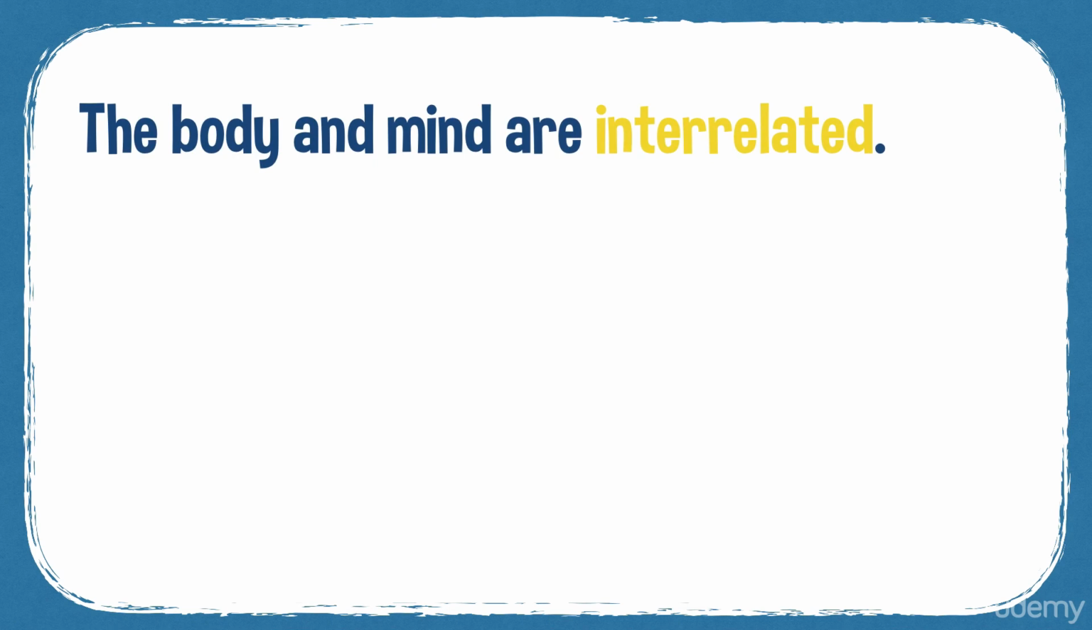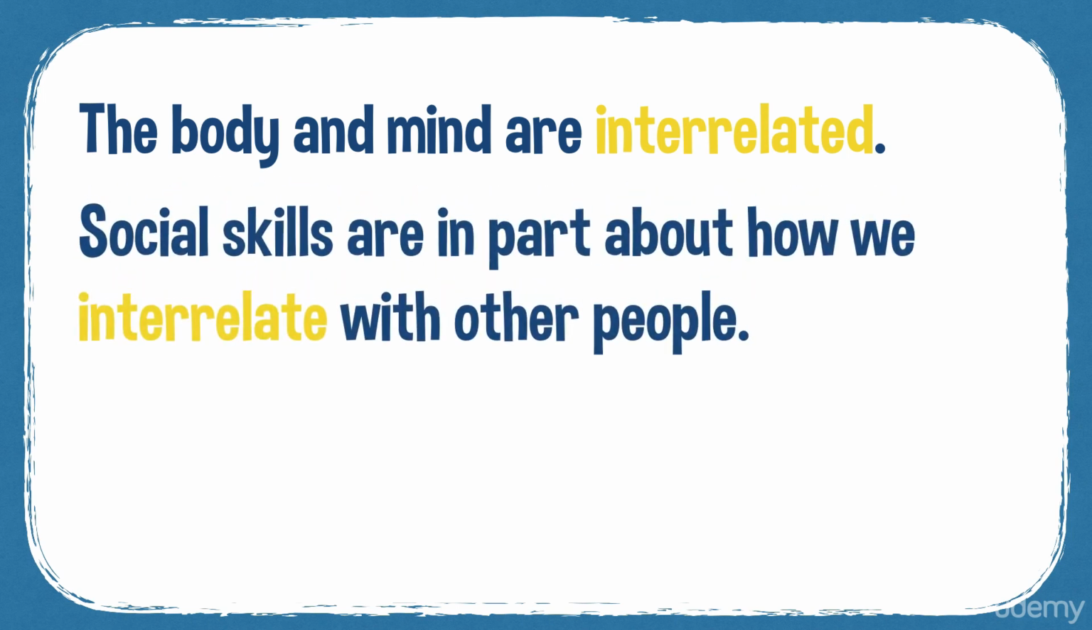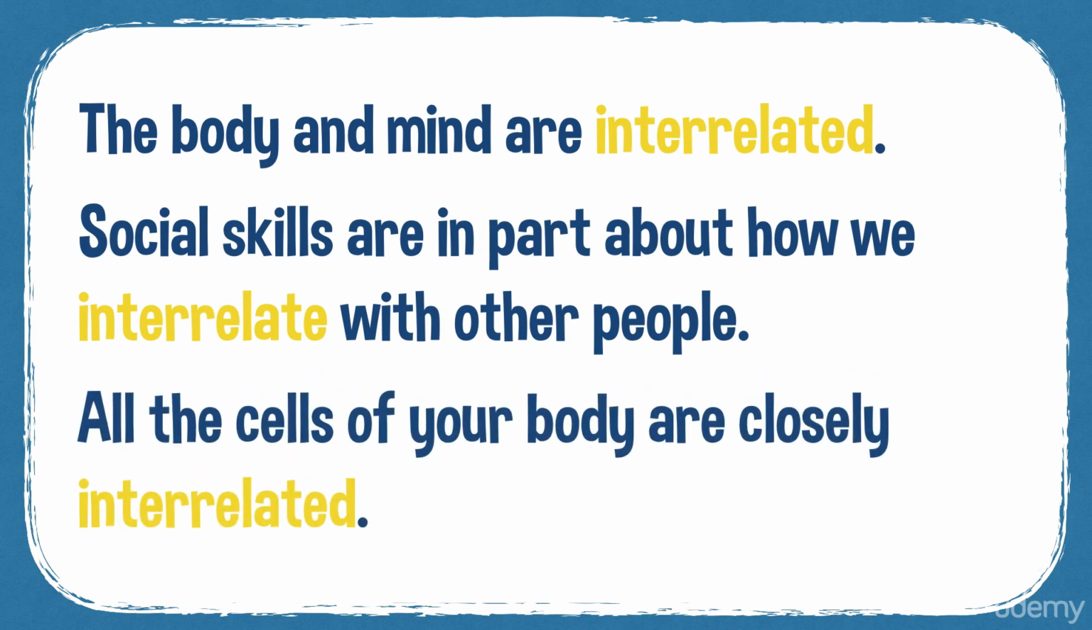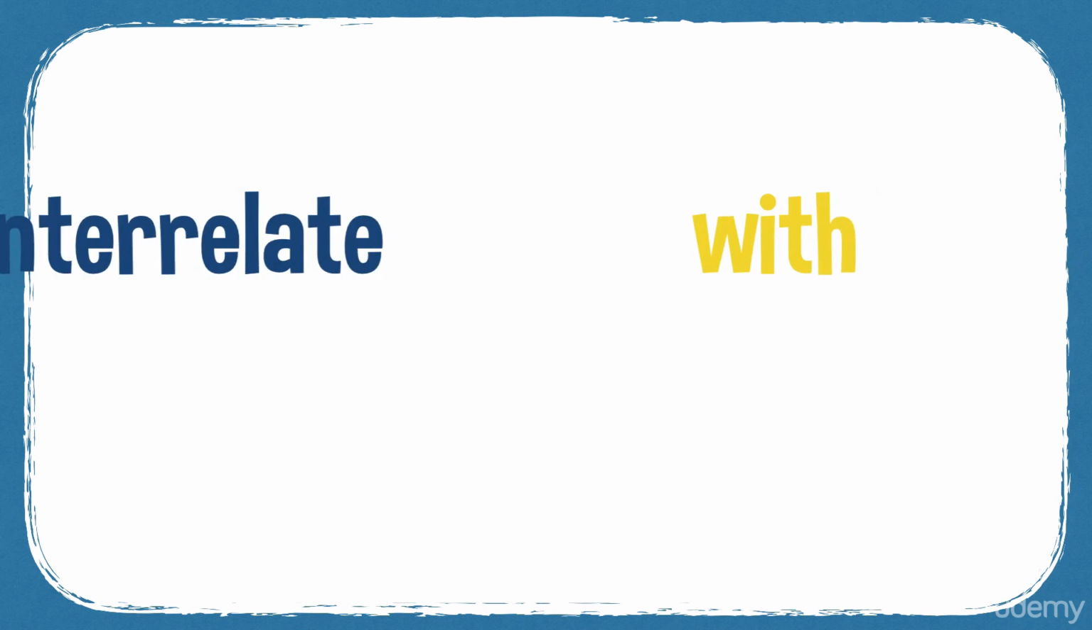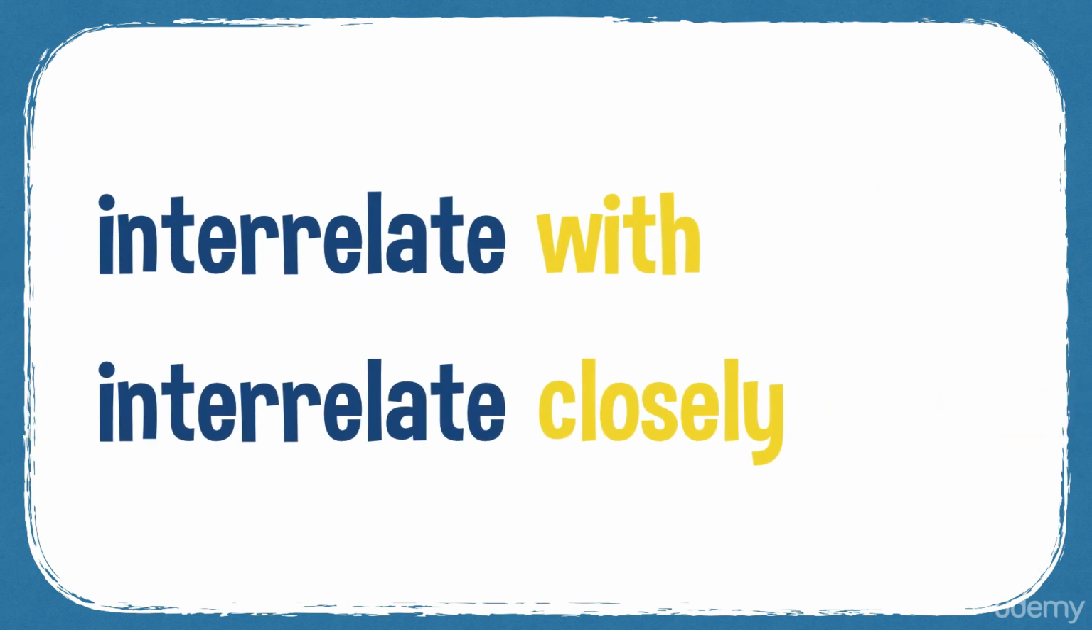So the body and mind are interrelated. If your body is sick, then your mind will suffer as well. Social skills are, in part, about how we interrelate with other people. All the cells of your body are closely interrelated. So things are interrelated with, and interrelate closely is a very common collocation.